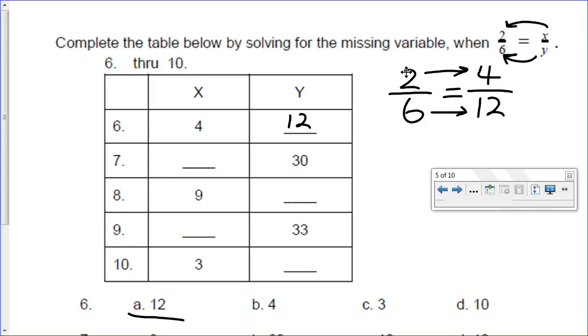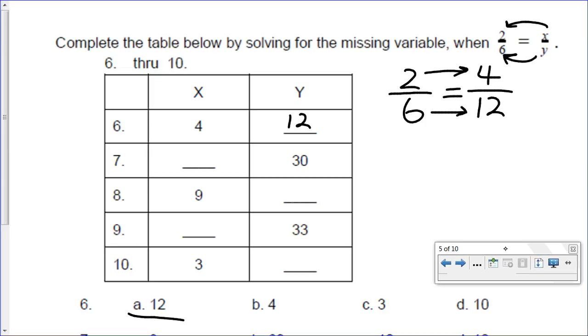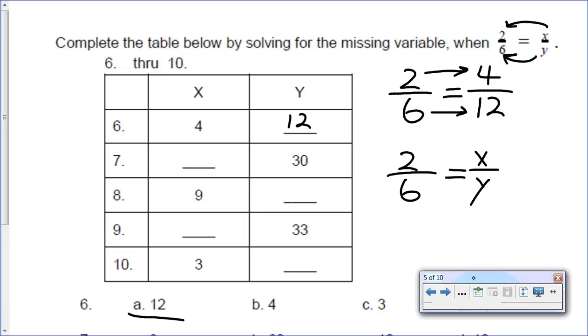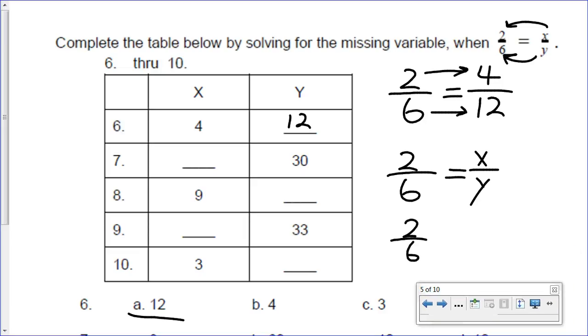So I did 6 for you, but if you were going to set up, I'll skip down. They're always going to be proportional to this 2, 6, okay? Because x over y, they're just giving you x over y. And they're going to give you either x or y. So let's take 9 and actually give us y. Okay? So instead of x over y, we would say 2 over 6. And they give us the y. So it's something over 33.